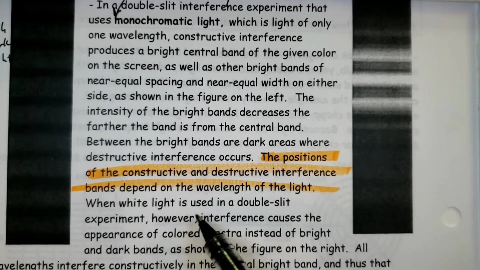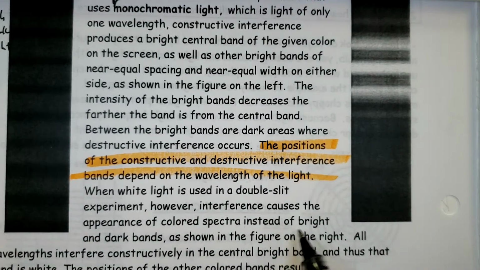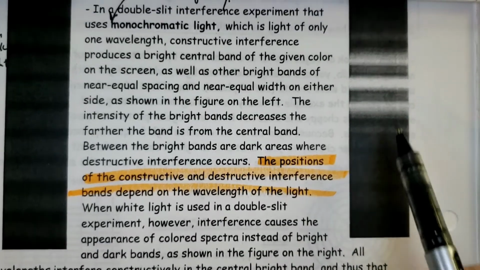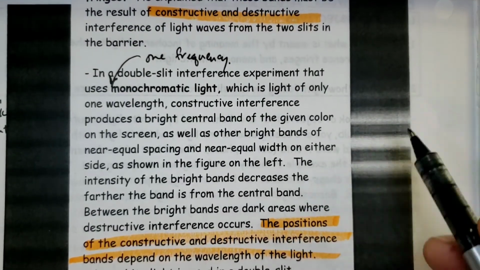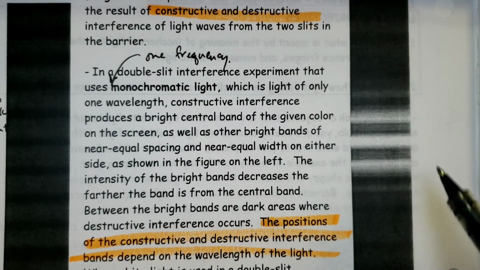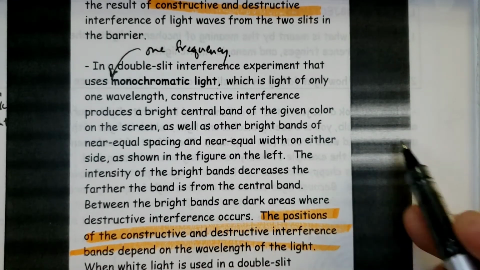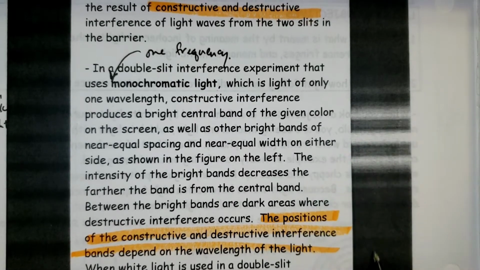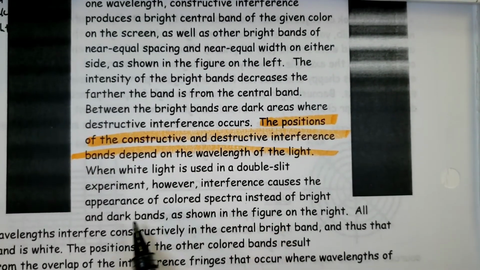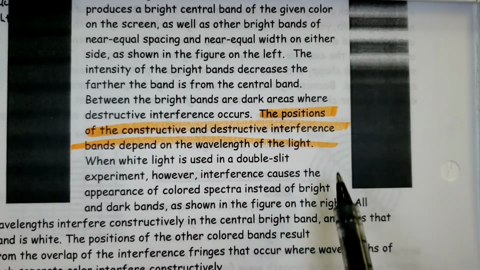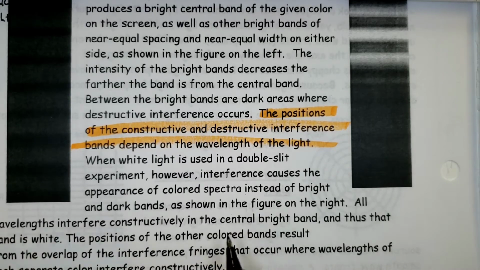When white light is used in a double slit experiment, however, the interference causes the appearance of a colored spectra instead. Now, if you look at a PDF version of these notes, you can see that this is a colored area. It has more of a rainbow type look. Again, brighter in the center, but moving out, it decreases in brightness. The interference causes the appearance of a colored spectra instead of a single color.